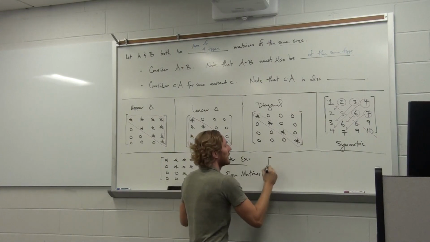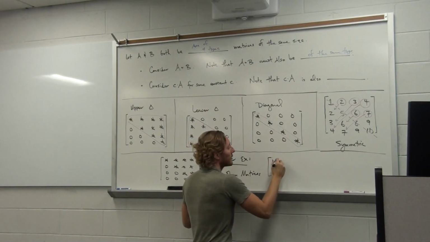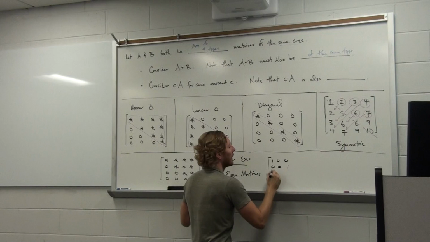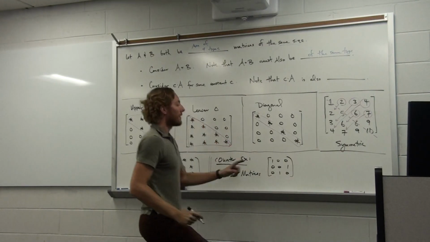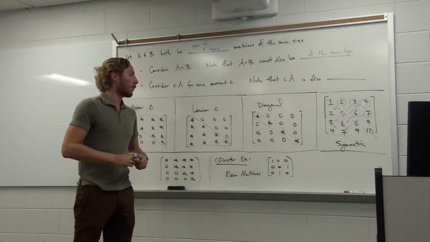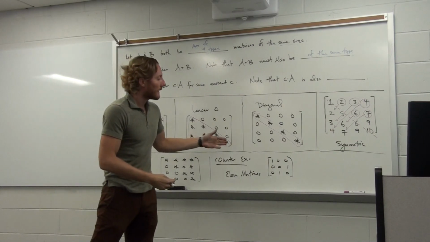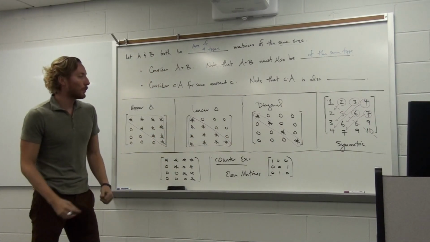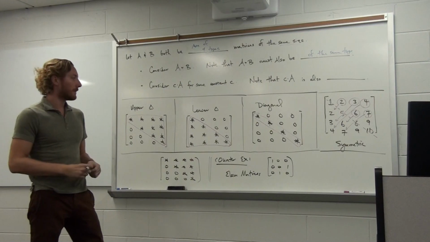Take the matrix 1, 0, 0, 0, 0, 1, 0, 1, 0. That is an elementary matrix. Why is it an elementary matrix? It is the identity matrix with 2 rows switched.